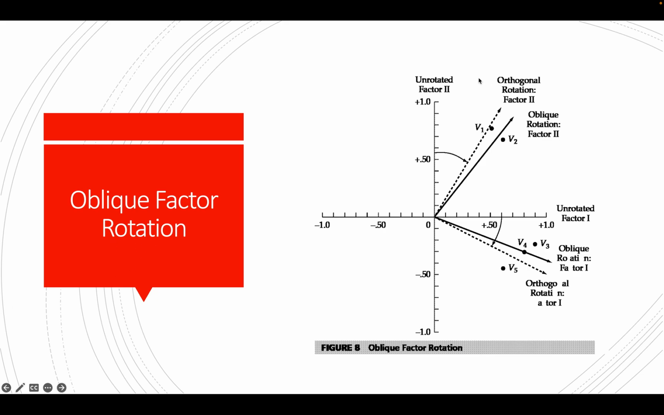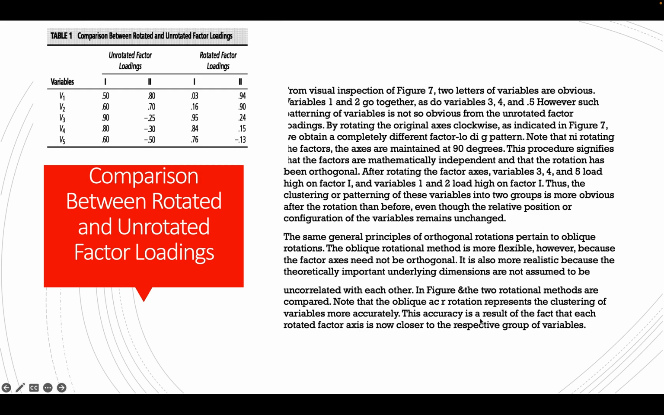Oblique factor rotation. Here is the orthogonal rotation factor, and second, the oblique rotation factor, with factor 3, variable 1 and variable 2. Here are the plus variables and here are the minus variables. Let's talk about the comparison between rotated and unrotated factor loadings.